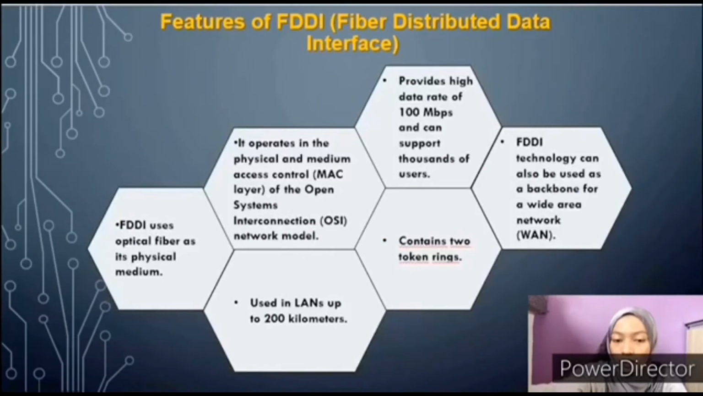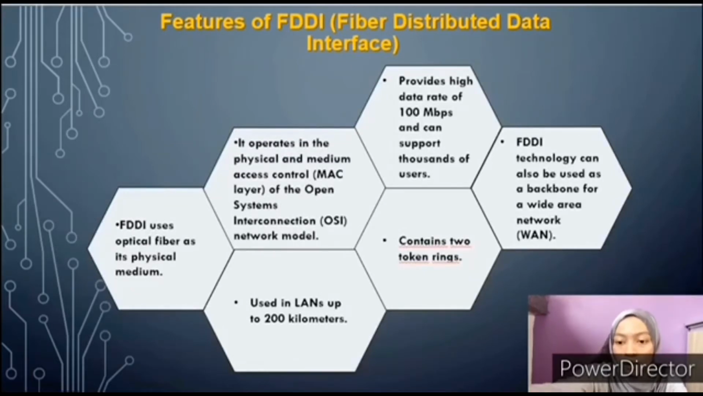Okay, now we discuss further about FDDI, which uses optical fiber as its physical medium. This is because this connector provides a high data rate of 100 megabytes and can support thousands of users. So at the same time, a lot of users can use this FDDI. Next, this FDDI contains two token rings, the first is the primary ring and the second is the secondary ring. The primary ring is for data transmission, and the secondary ring is for reliability.